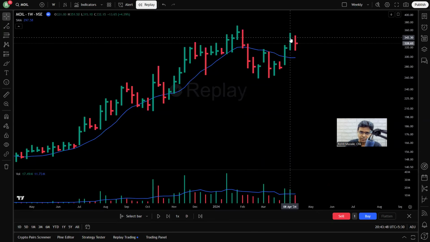So the high of the handle, which is this bar, 351.50, the high of this bar, that's the pivot point. So let us draw the pivot range.